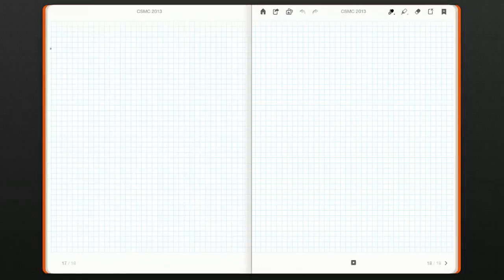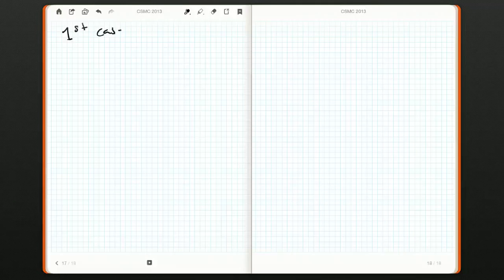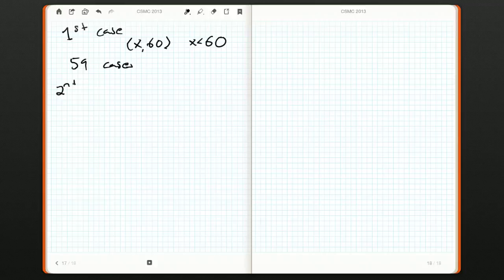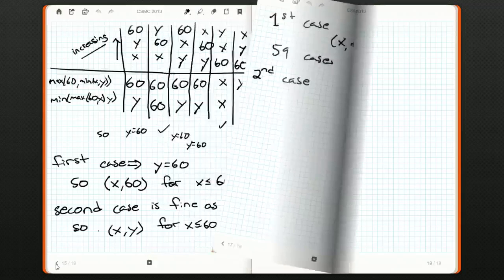So that's one, and then we want these to be positive integers. So x can be between 1 and 59. So that's 59 cases. So the second case, I'm going to be doing a lot of flipping back and forth. I do apologize for that.